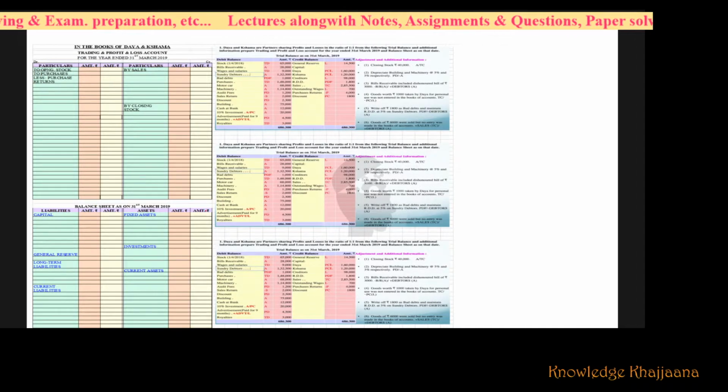Then for the balance sheet, it is always written as balance sheet as on the specific date, the end date of the accounting year. There are again two sides, liabilities and assets. This is the inner column for the amount and this is the outer column. Why an inner column? If there are any adjustments, additions or subtractions, you can calculate in the inner column, and the final total you write in the outer column.